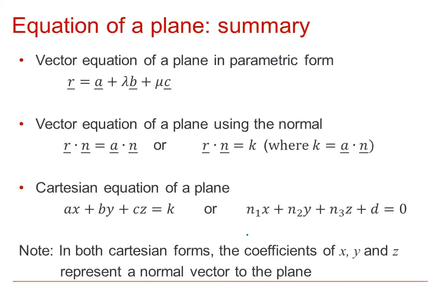The Cartesian equation of a plane can be given as ax plus by plus cz equals k, or n1x plus n2y plus n3z plus d equals 0 if you are going to be using one of the formulas for distance out of a formula book. It's worth noting in both Cartesian forms the coefficients of x, y, z will represent a normal vector to the plane.